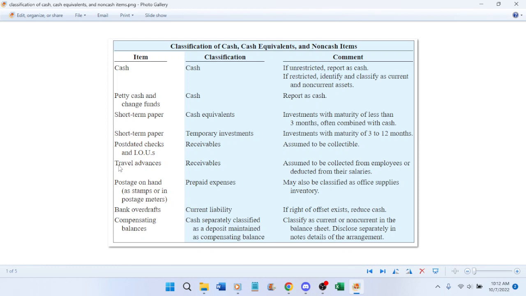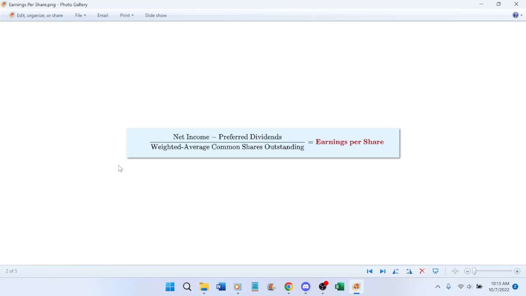So basically, dang it, man. Dude, a couple of these are weird. A couple of these are technically cash, but they're not quite cash. Like, what are you supposed to do?